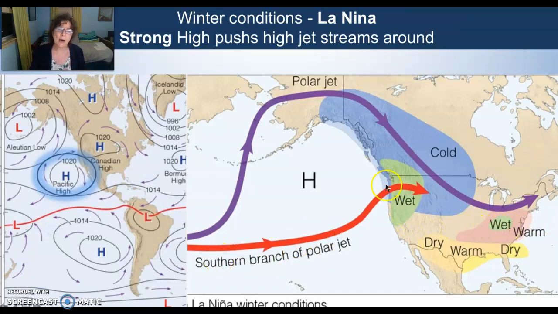So this is how it affects us a bit. This says here the southern branch of the polar jet. I am really saying that that is the subtropical jet instead. So I disagree with that slide.